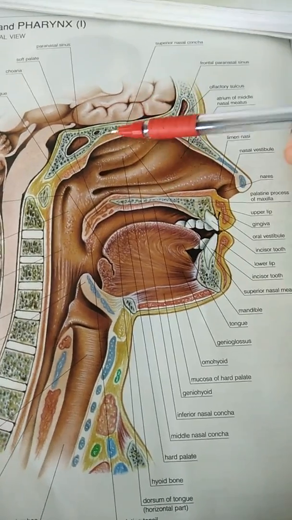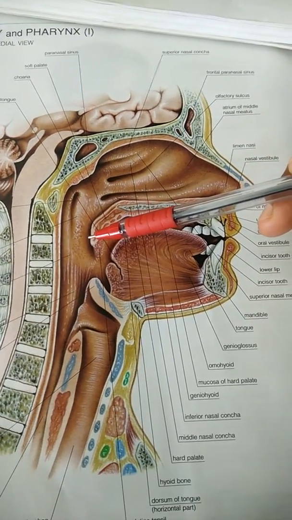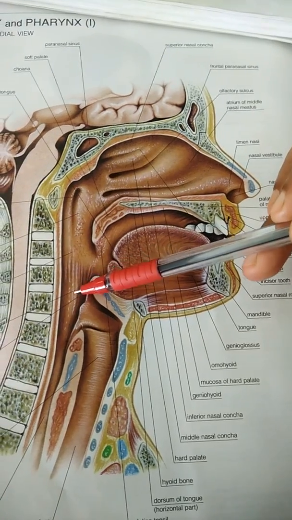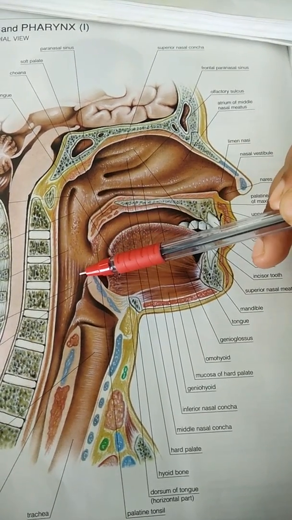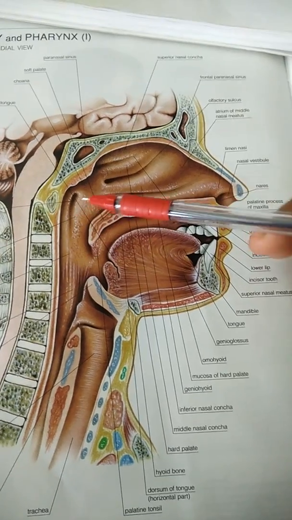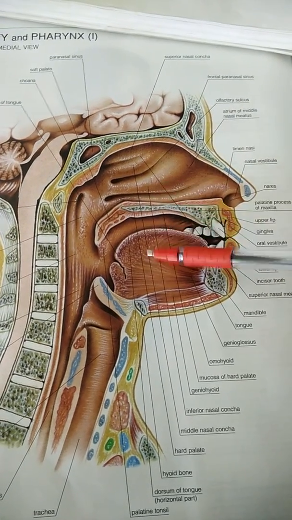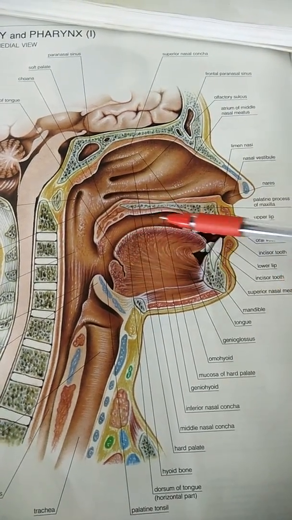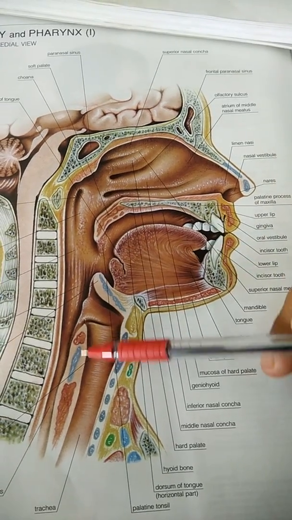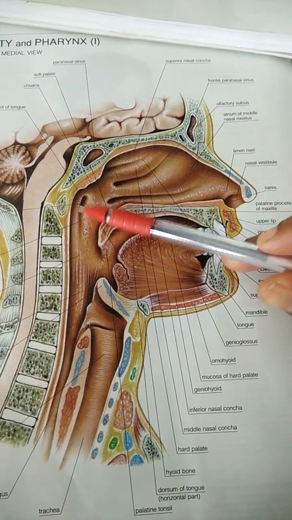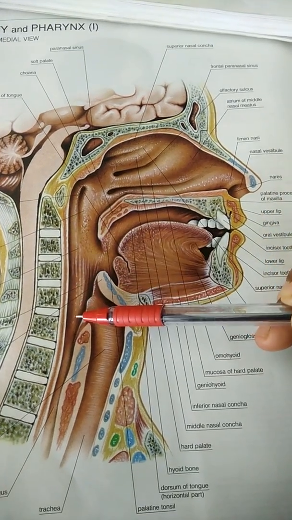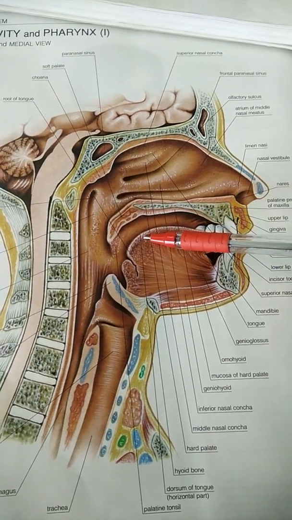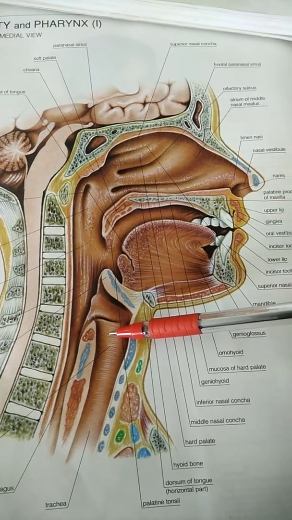Students, today we will deal with the anatomy of the pharynx. As you all know, the pharynx is a common passage for both air and food. It is seen behind the nasal cavity or nose, the oral cavity or mouth, and the larynx. So here we can see there is a common tubular passage behind the nasal cavity, oral cavity and larynx.